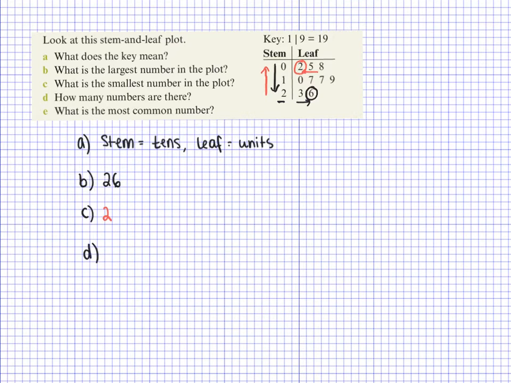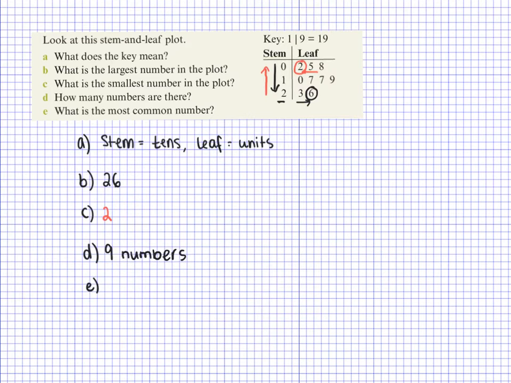Part D, how many numbers are there? Well, we don't want to count the stem because the stem's just telling us the tens. We want to count how many individual leaves we have. So we have 1, 2, 3, 4, 5, 6, 7, 8, 9 numbers. So we have 9 numbers all up.